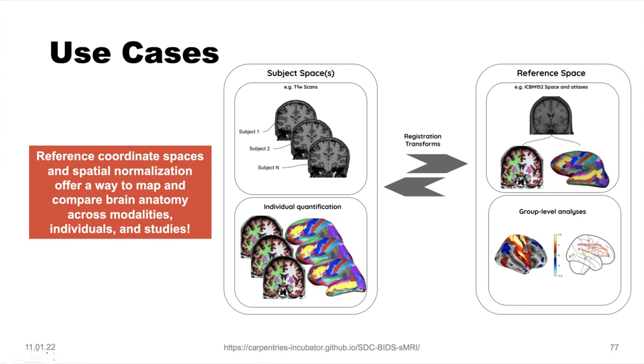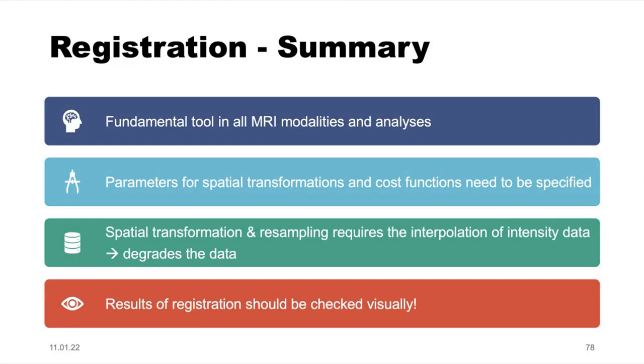Okay, as a summary for the registration, it's a fundamental tool in MRI. The parameters for spatial transformations need to be specified, so this is quite a complex process, and which I haven't said yet, the spatial transformation and the resampling requires the interpolation of intensity data. As our MRI intensities have no real unit, it is not as crucial, but you have to always be aware of the fact that each transformation and resampling degrades the underlying data.